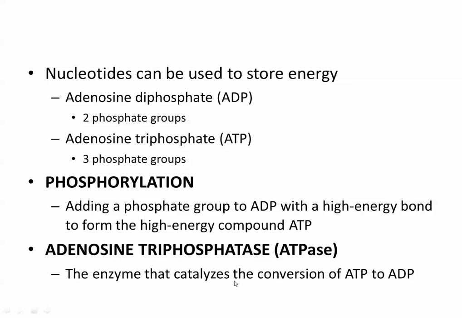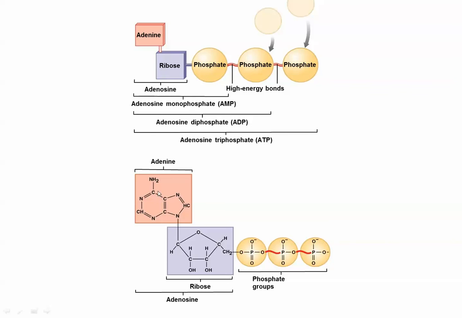So if you catalyze, that is, break the last phosphate group off of adenosine triphosphate to get adenosine diphosphate, there's an enzyme called adenosine triphosphatase that does this work, or cleaves this phosphate off of the ATP to make ADP. Anytime you see the ending -ase on something, we're talking about an enzyme. So remember that. -Ase means enzyme. ATPase is an enzyme.